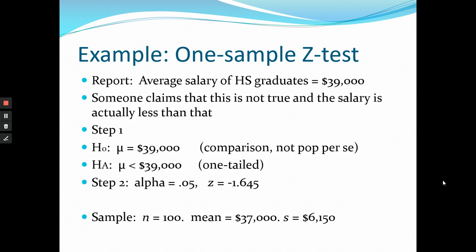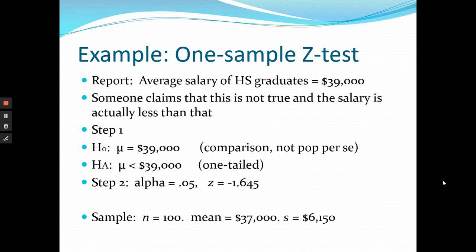So the idea is that somebody says, or let's say there's a report published somewhere, that the average salary of a high school graduate is $39,000. So that is a statement of the population value. The population mean is $39,000. Let's say that somebody claims that that's not true. The salary is actually less than that, and they collect data to test that claim.